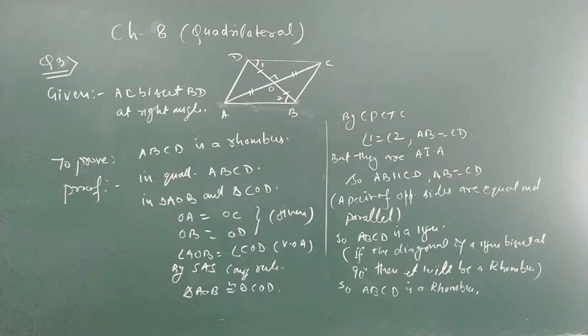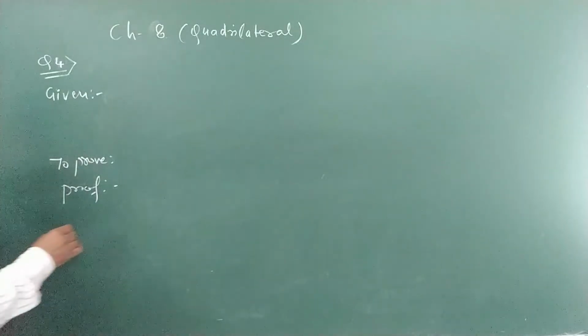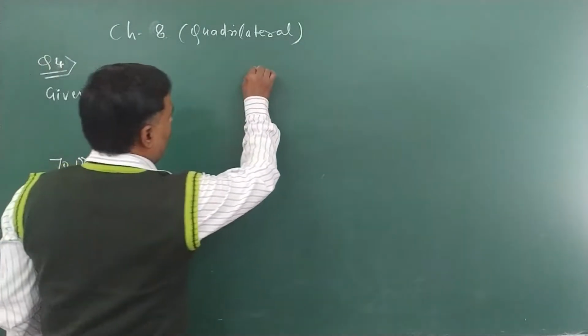Now move on. Question number 4. Show that the diagonals of a square are equal and bisect each other at right angle. Means a square is already given. So I'm just drawing a square.